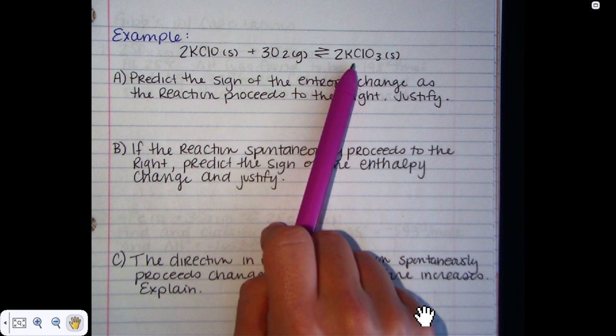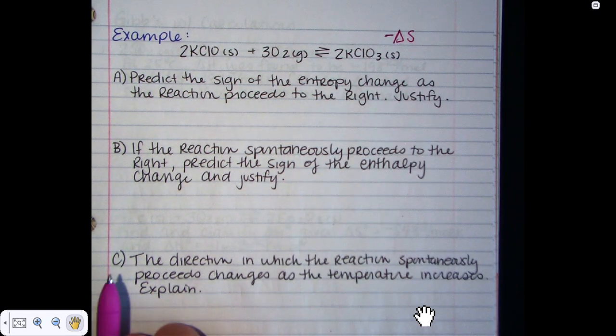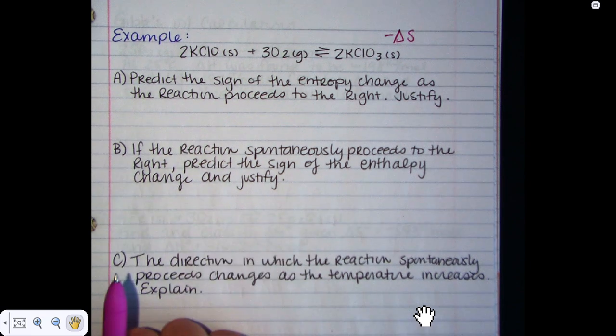So it seems like it's getting more organized. So I'm going to say that delta S is probably going to be negative. All right, and that's all I can interpret. They didn't give me any other information yet. So let's dive into our questions.